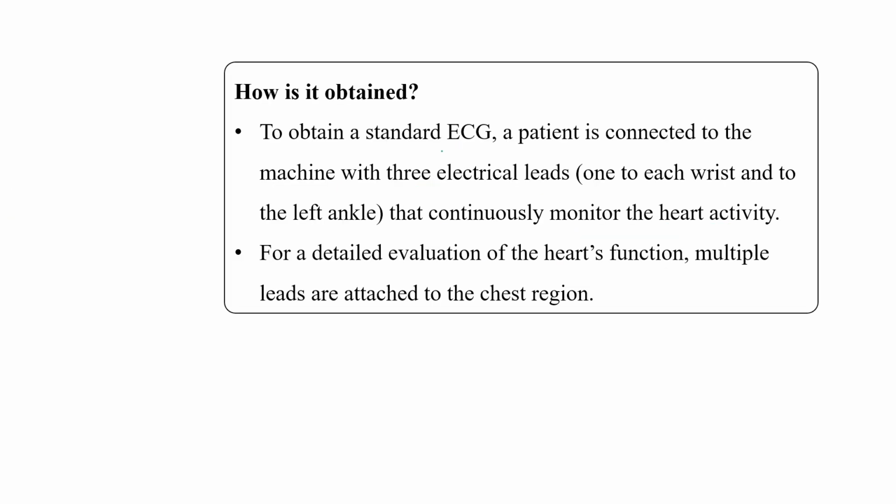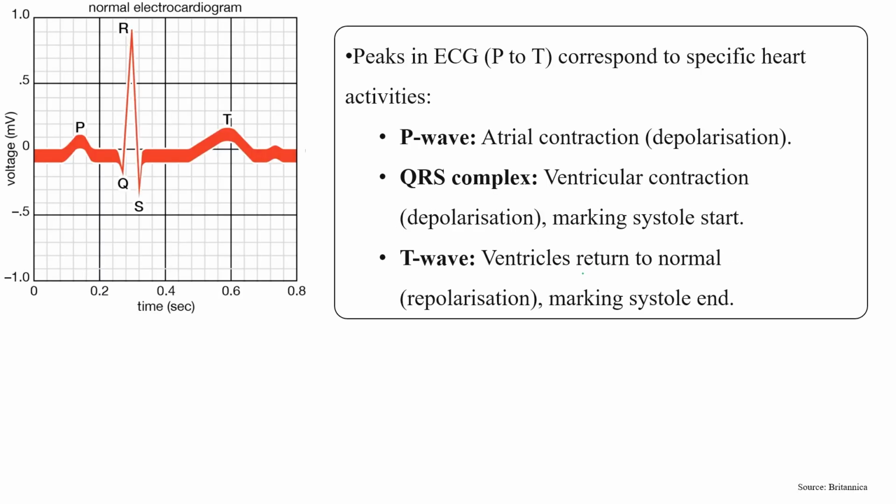How can we obtain this? To obtain the standard ECG, a patient is connected to a machine with 3 electrical leads that continuously monitor our heart activity. For a detailed evaluation of heart function, multiple leads are attached to the chest region. So there are many peaks like this: P, Q, R, S, T. Each peak denotes its own meaning.